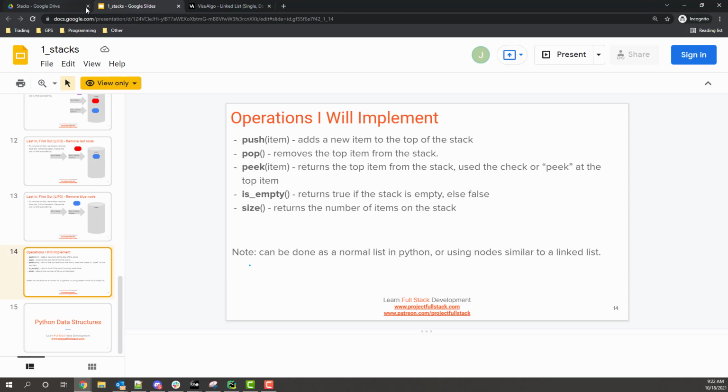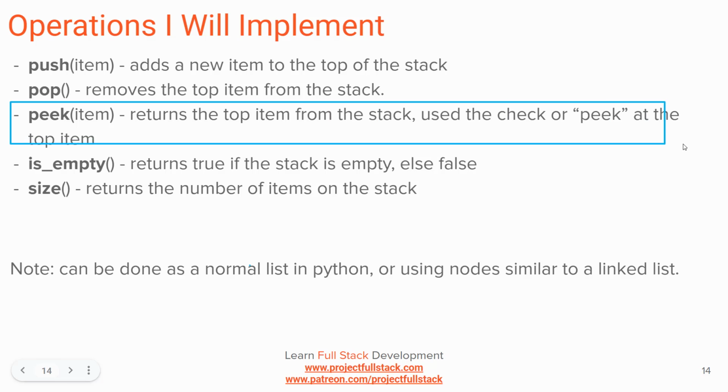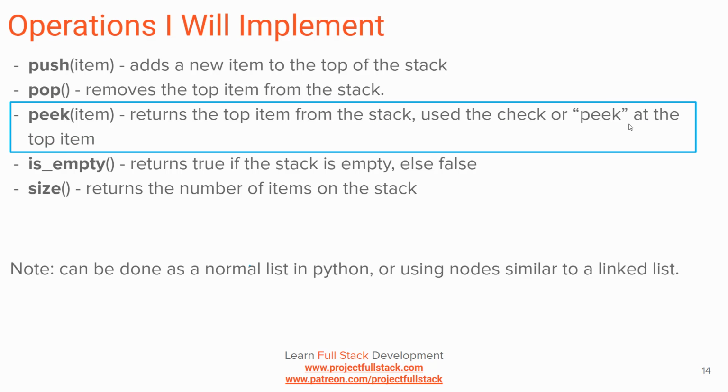Here are the operations I'm going to implement. And I'll do it both as a linked list implementation and a built-in Python array implementation. So we're going to push new things to the top of the stack. We're going to pop things from the top of the stack. We're also going to do this peek. Peek allows us to look or peek at whatever value is at the top of the stack. However, it doesn't actually modify it. It's not actually removing it.